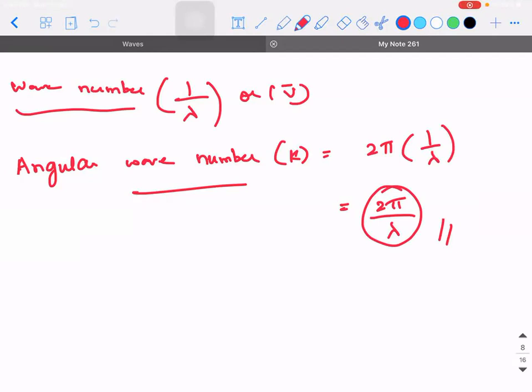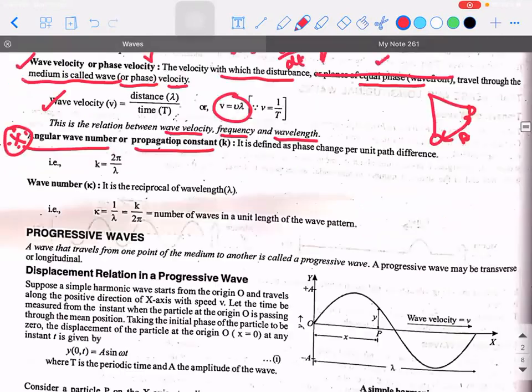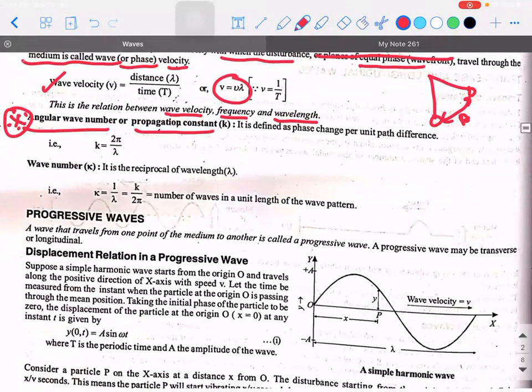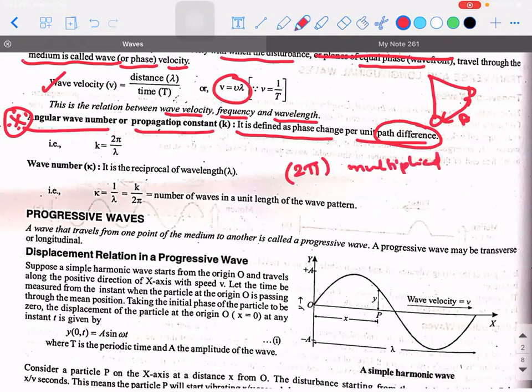Sir, can you give a definition? The definition is 2 pi by lambda, that's it. It is defined as the phase change per unit path difference. This path difference word I'm not going to explain now. Again, I have to take a moment for that. You can just write this as 2 pi multiplied with wave number, or the product of 2 pi and wave number is what is called angular wave number.